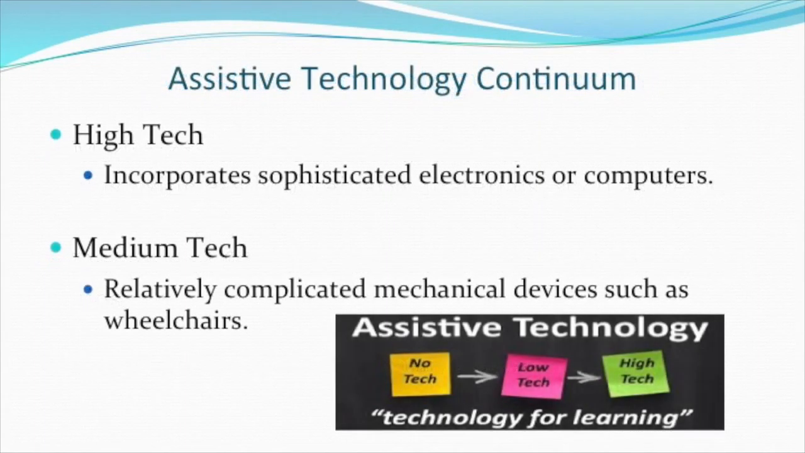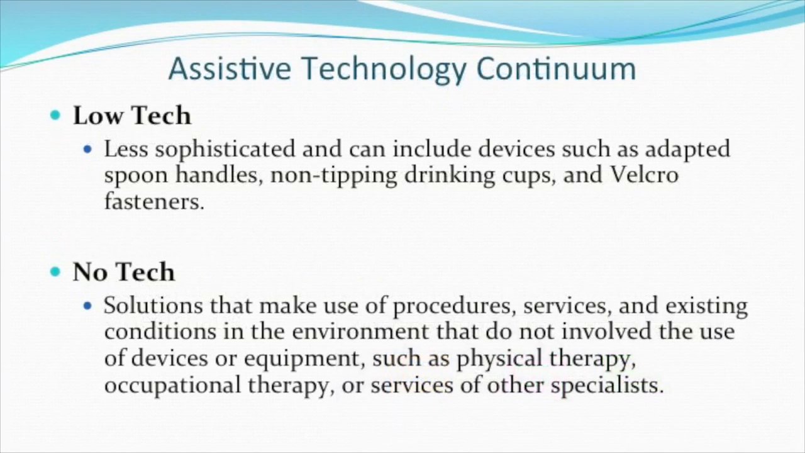Now let's talk about the assistive technology continuum. No tech, low tech, medium tech, high tech. High tech incorporates sophisticated electronics or computers. Medium tech, relatively complicated mechanical devices such as wheelchairs. Moving on to low tech, those are devices less sophisticated and can include such things as adapted spoon handles, non-tipping drinking cups, and Velcro fasteners.